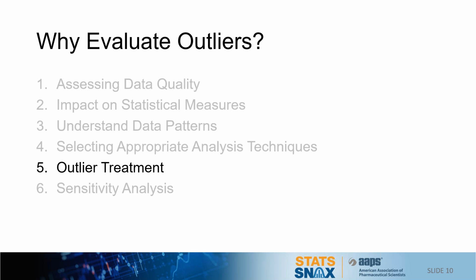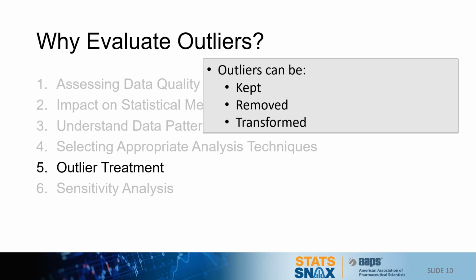Fifth, understanding what to do with outliers is important. One needs to decide whether to remove, transform, or report outliers separately. When handling outliers, it is important to use caution and document sound justification for inclusion and exclusion of outliers. As a general rule, outliers are always kept within the analysis unless there is strong reasoning to remove them.